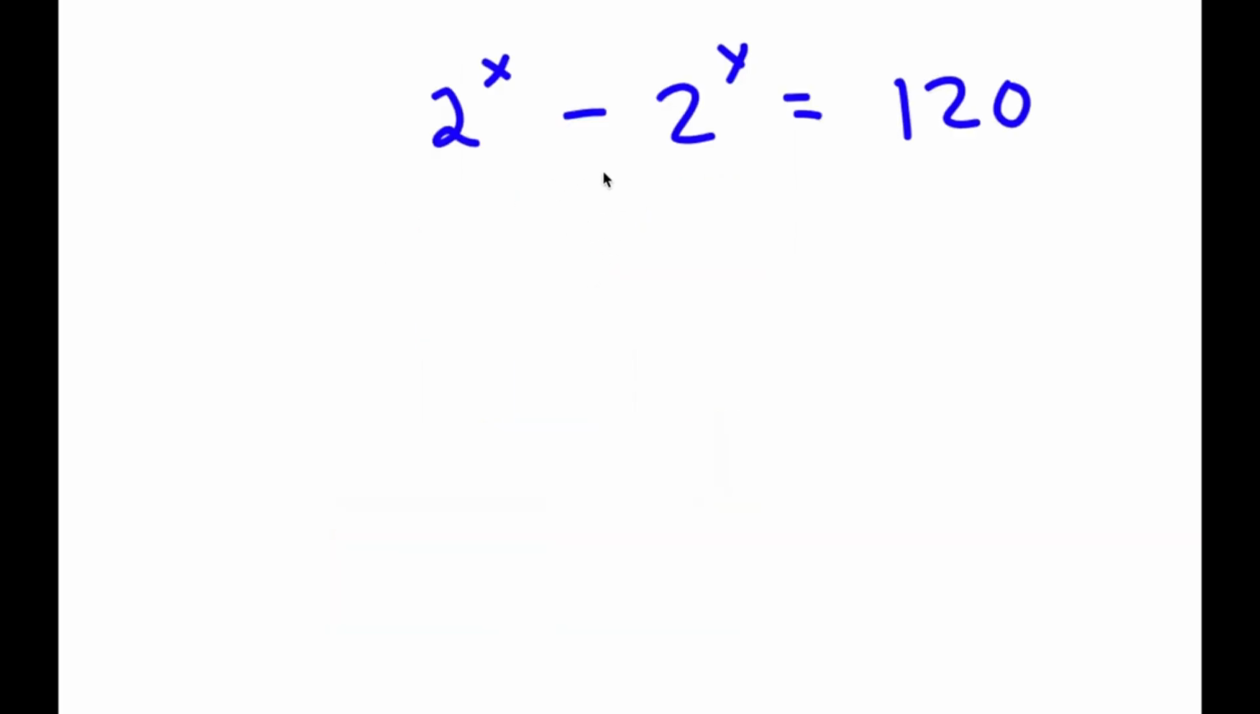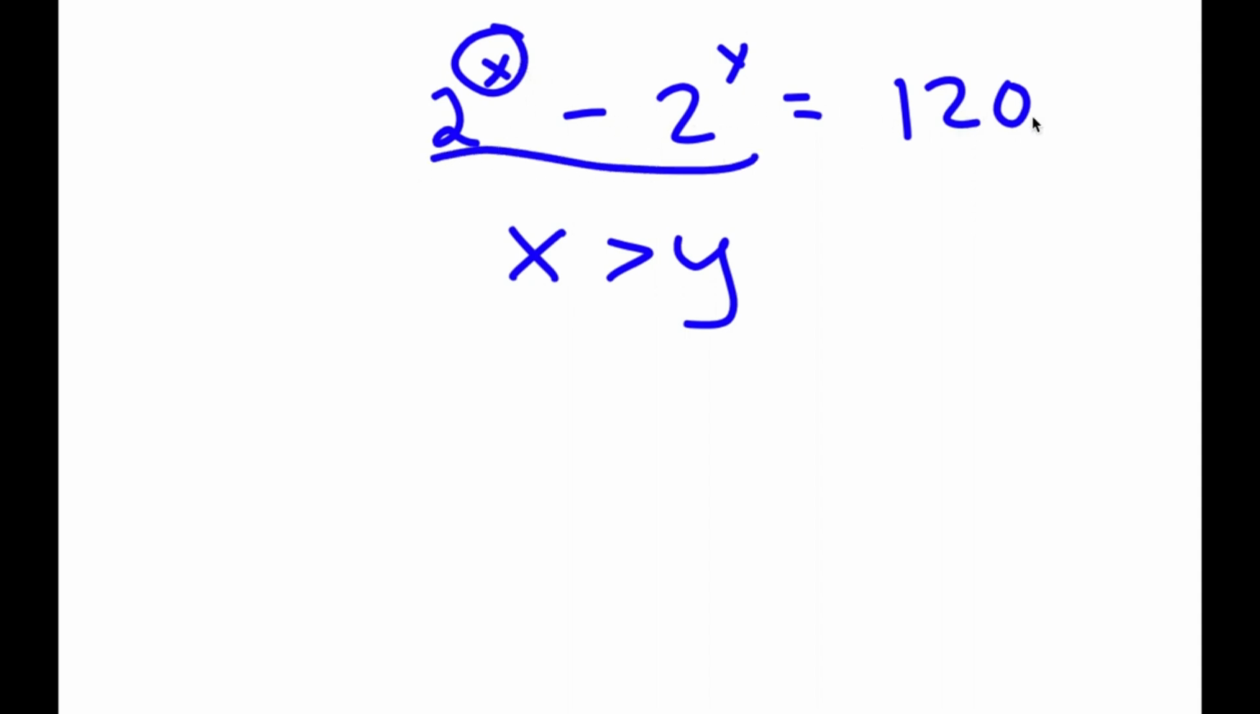Alright, so in this problem, I have 2 to the power of x minus 2 to the power of y is equal to 120. So just looking at this problem, we can see that x is going to be greater than y. And this is because if x were less than y, then this would result in this here equaling a negative number. But because x is greater than y, it's going to equal a positive number. Meaning if x is greater than y, then x is going to equal y plus some number k. So k is a constant.